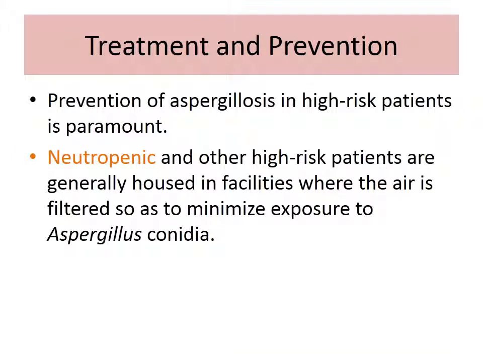Now, how do we treat and prevent it? You have to be careful, especially when you're dealing with a high-risk patient, as we've discussed before. The other important thing you have to keep in mind is that if you are neutropenic, meaning that you have a lower number of neutrophils, and of course you happen to be a high-risk patient as well, they have to be housed in special facilities where the air comes filtered, to minimize exposure to those conidia that are disseminated from Aspergillus.